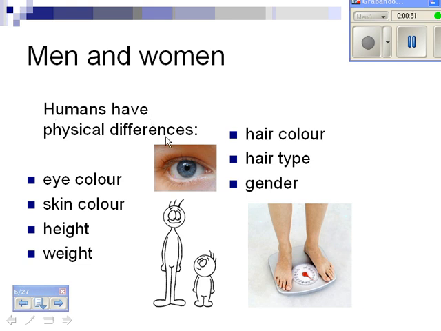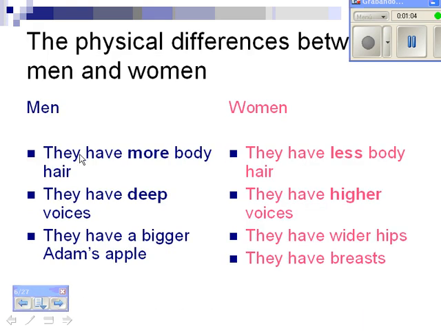Humans have physical differences: eye color, skin color, height, weight, hair color, hair type, and gender. The physical differences between men and women. Men have more body hair, deep voices, and a bigger Adam's apple. And women have less body hair, higher voices, wider hips, and breasts.